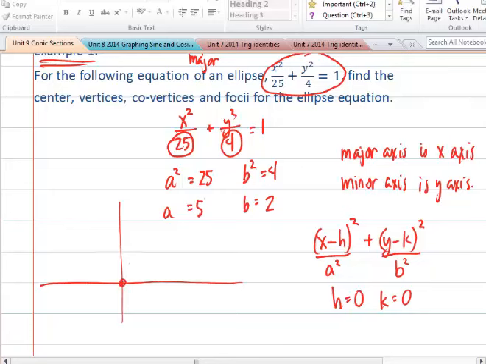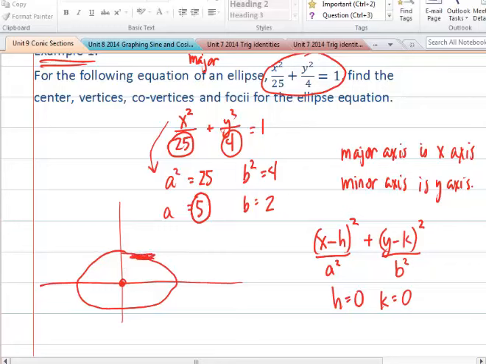Because the larger denominator, the major axis value, is underneath the x, we know that our ellipse basically has a shape like this. It should be more symmetric, but it basically has a shape like this, and now we need to fill in the values so we can draw the function.